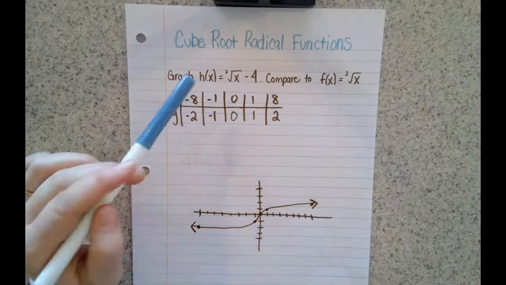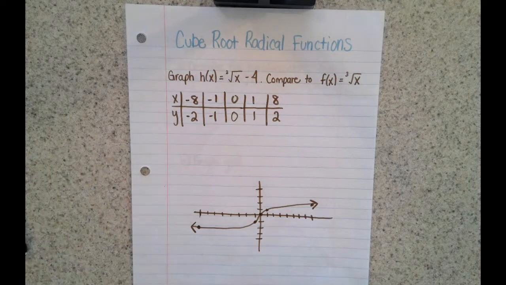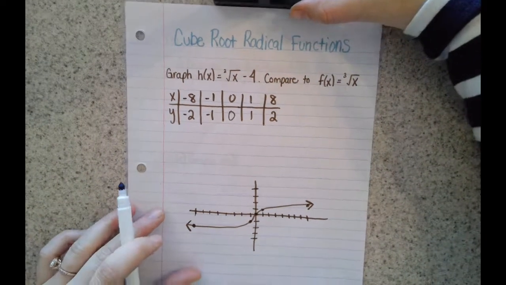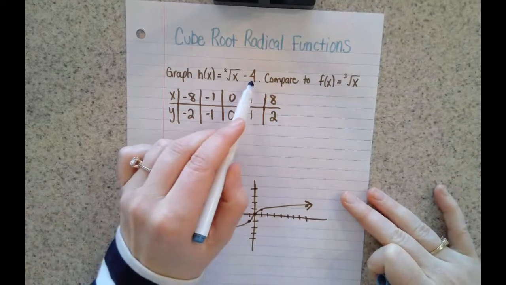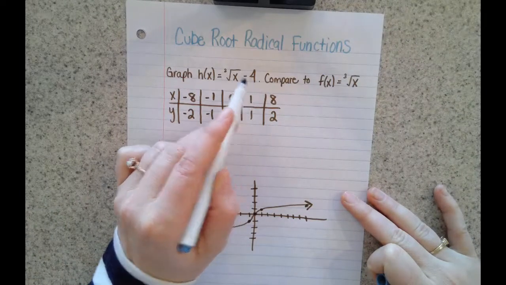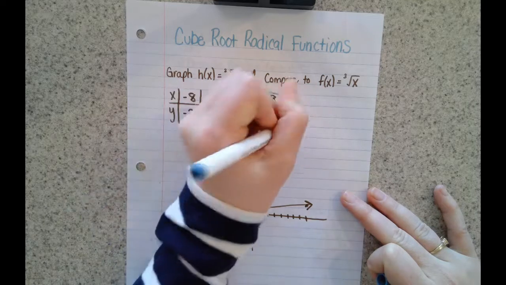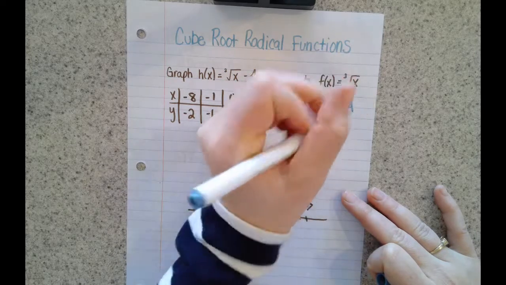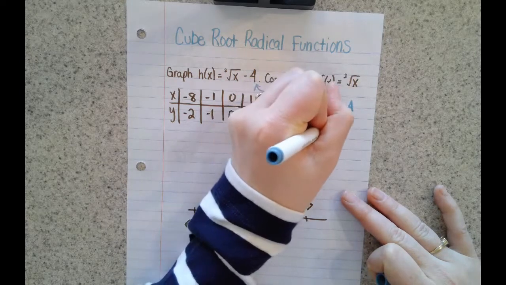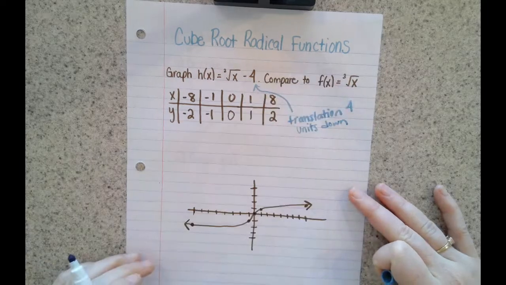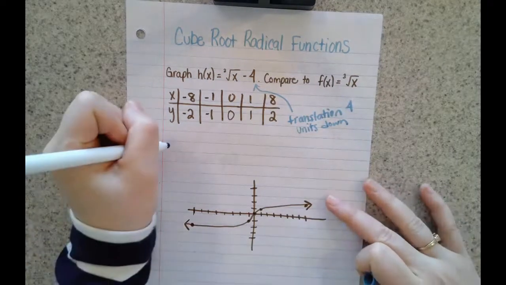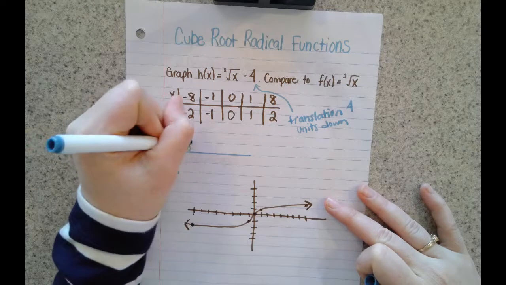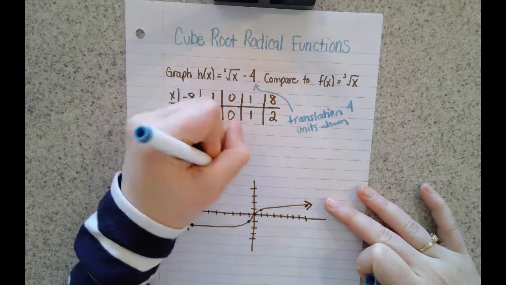We also have to graph h of x. Now, I know from past chapters and also from the last section that putting a negative 4 at the very end of my equation is going to cause a translation 4 units down. So I'm expecting to see that when I graph h of x. Now I'll make an input-output table for h of x. Again, I'm going to use all my perfect cubes as my inputs.